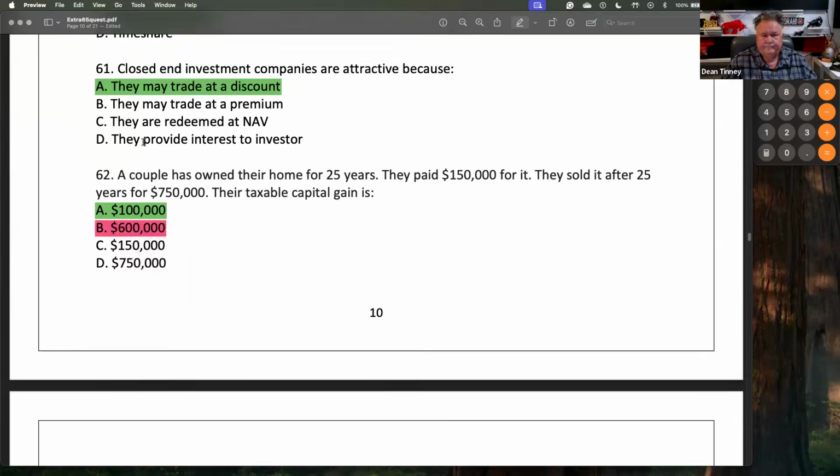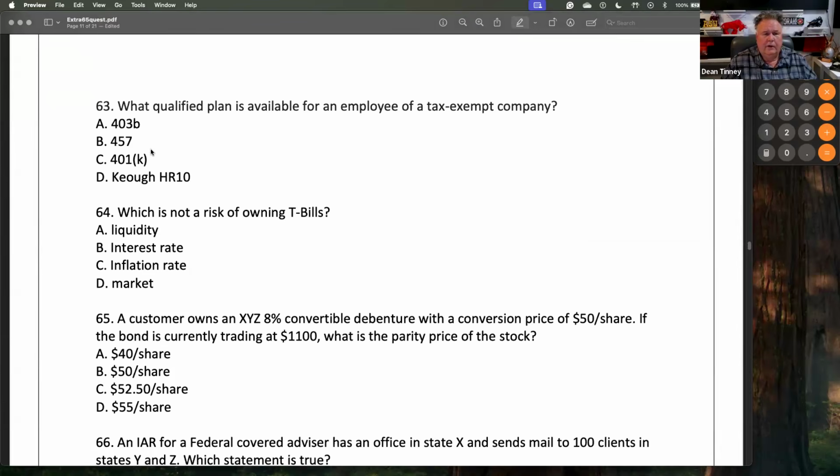All right. What qualified plan is available to an employee of a tax exempt company? This is the second time you've had this question, and it is very testable.